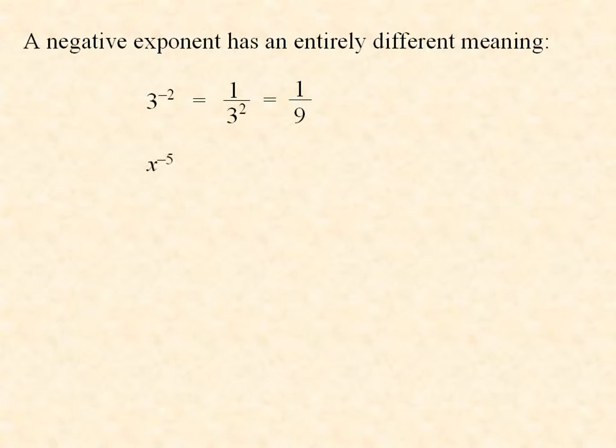x to the negative 5 power means 1 over x to the positive 5 power. Negative 4 to the negative 2 power means 1 over negative 4 to the positive 2 power, and that happens to be 1 over 16, because negative 4 times negative 4 is 16.